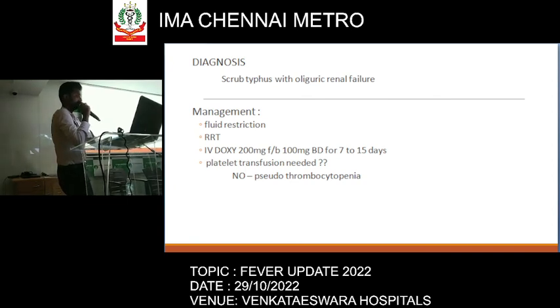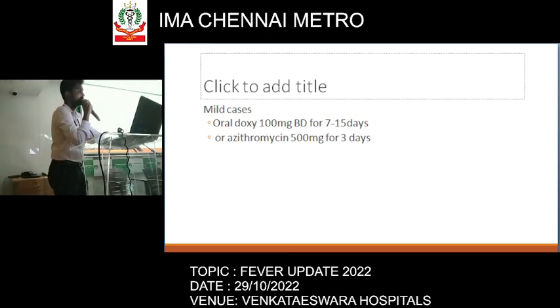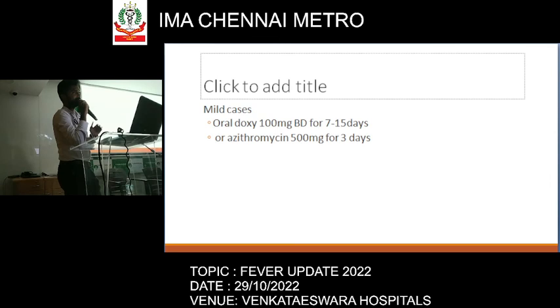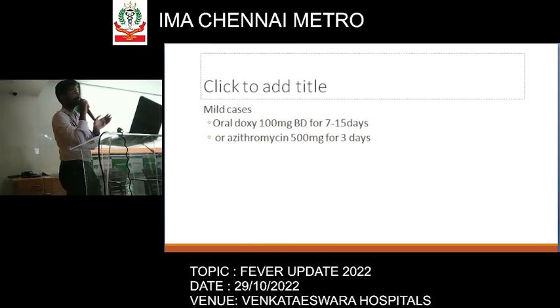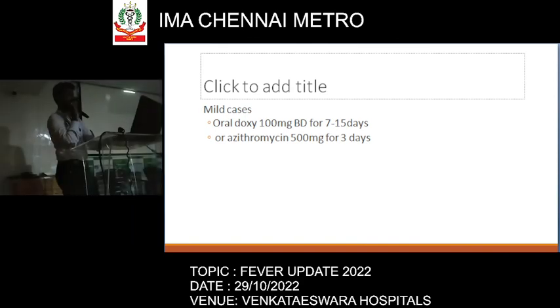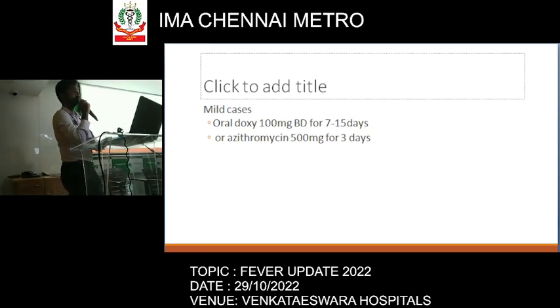So similar to lepto, if the patient is a mild case, oral doxy 100 mg BD for 7 to 15 days, or azithro, which is a short course treatment, 500 mg for 3 days, can also be given. So in any tropical fever in India, we can treat the patient with doxy. If we are not sure what the diagnosis or etiology is, there is nothing wrong in giving doxy, because it will cover most of the atypical organisms, bacteria, and scrub and leptospirosis also, which are the common causes. For a pregnant mother, we can give azithro. If you are planning prophylaxis, azithro is going to be preferable for us.